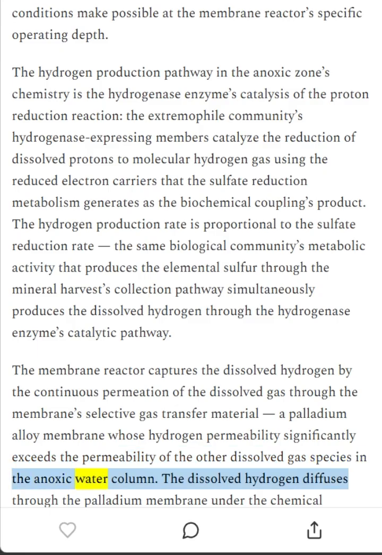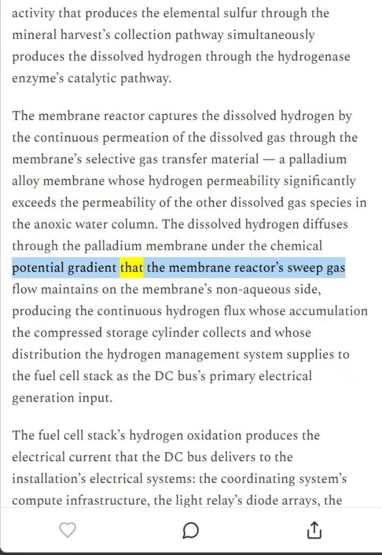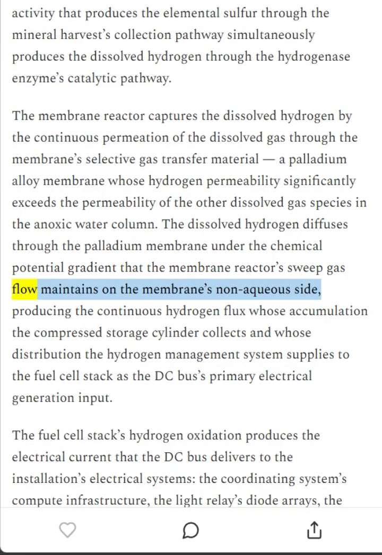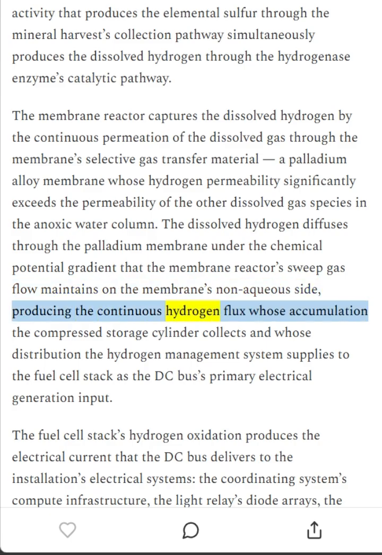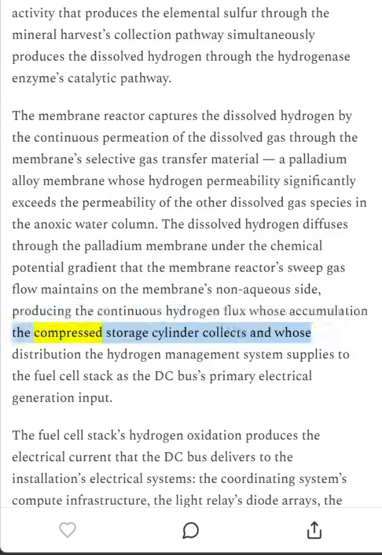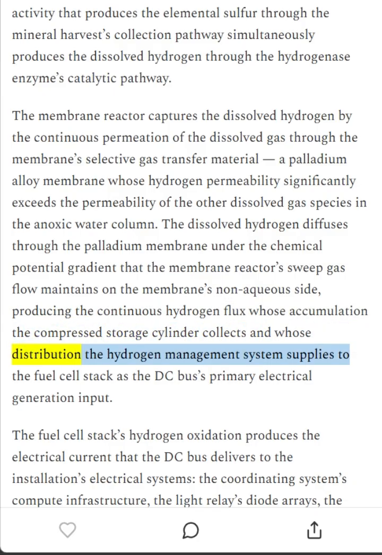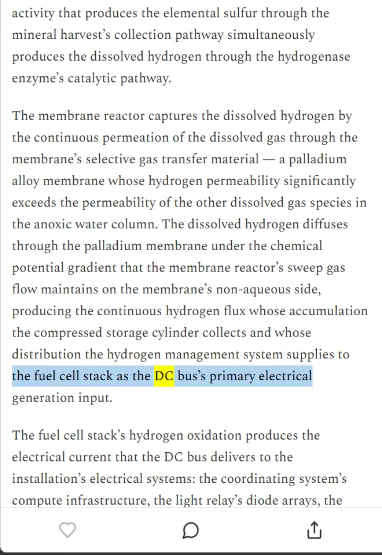the anoxic water column. The dissolved hydrogen diffuses through the palladium membrane under the chemical potential gradient that the membrane reactor's sweep gas flow maintains on the membrane's non-aqueous side, producing the continuous hydrogen flux whose accumulation the compressed storage cylinder collects and whose distribution the hydrogen management system supplies to the fuel cell stack as the DC bus's primary electrical generation input.